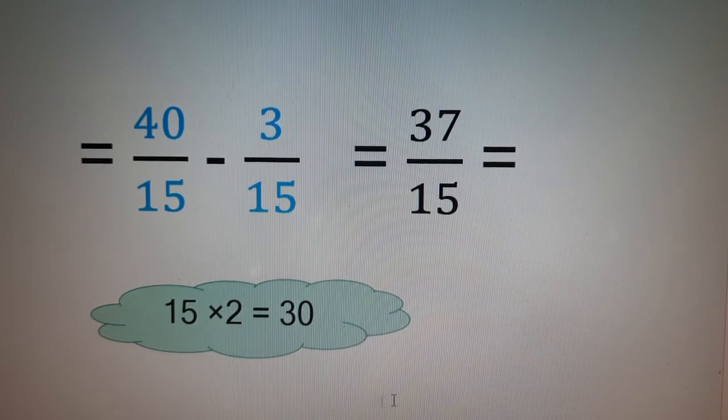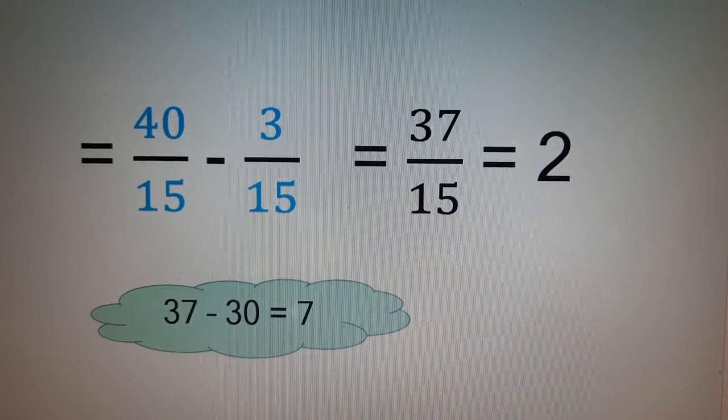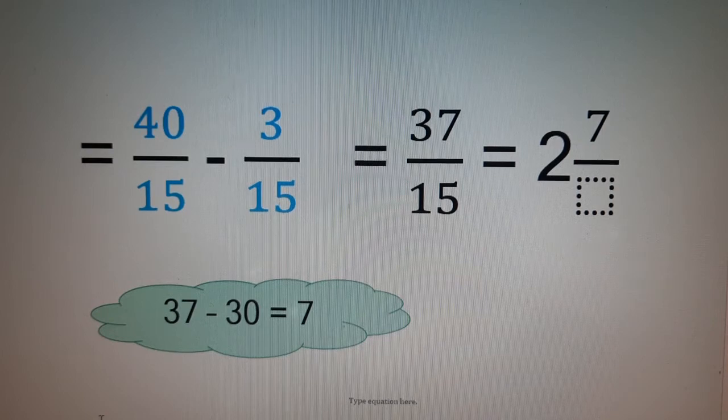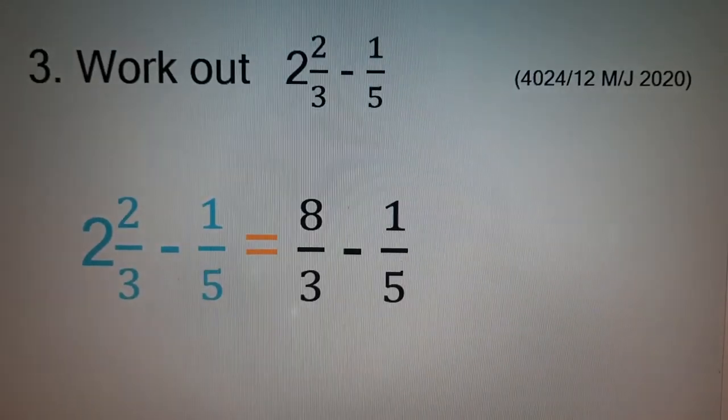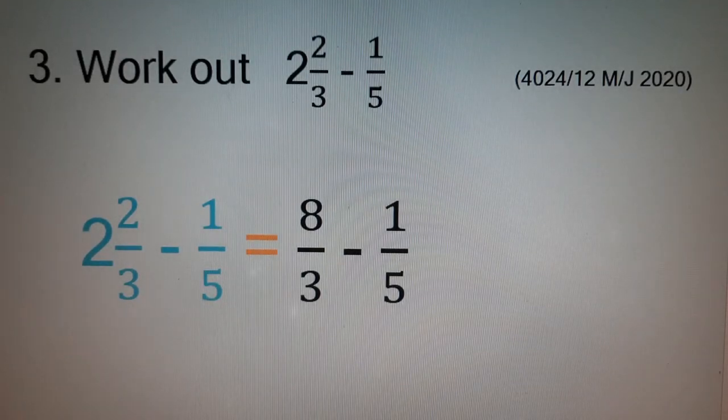15 into 2 equals 30. Then you write 2 as the whole number. Then find the remainder. 37 minus 30 equals 7. Then write 7 in the numerator. Then you write divisor 15 in the denominator. So this is the final answer, 2 7/15. Then you can check the answer again.